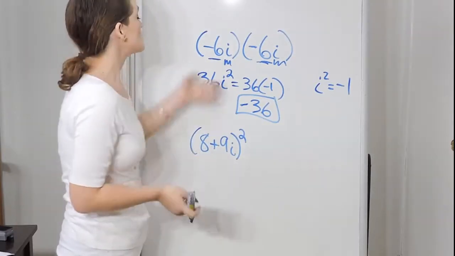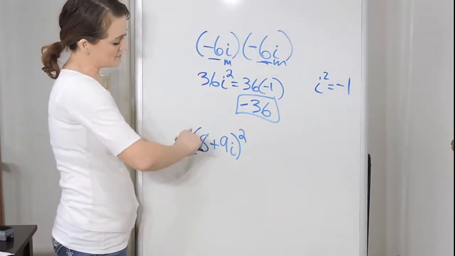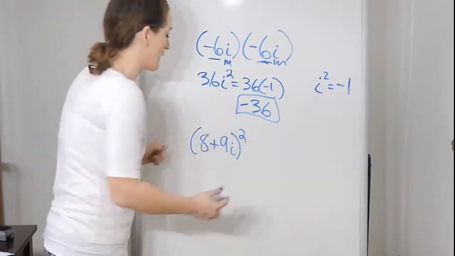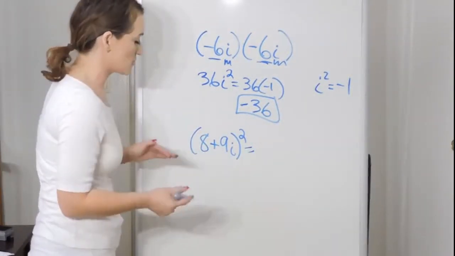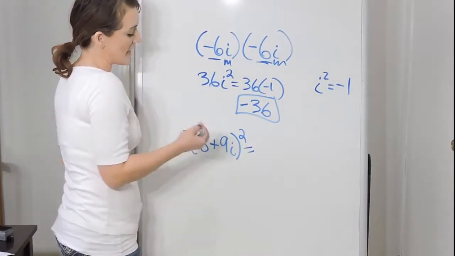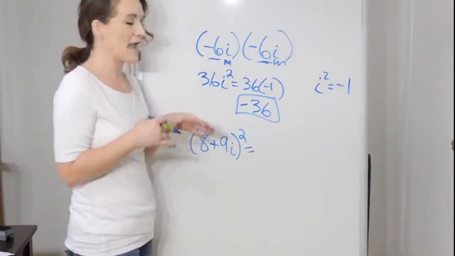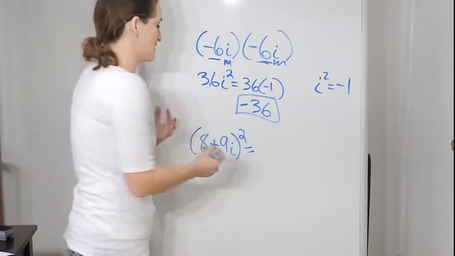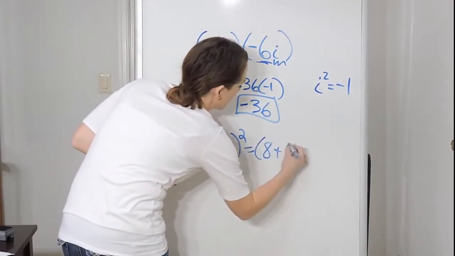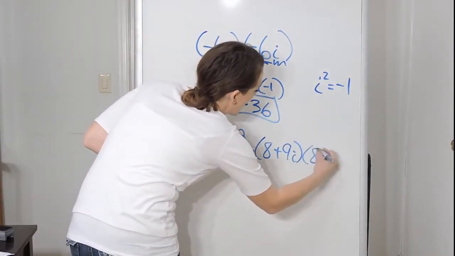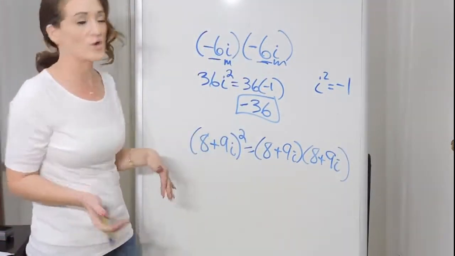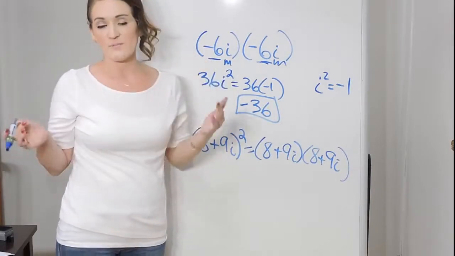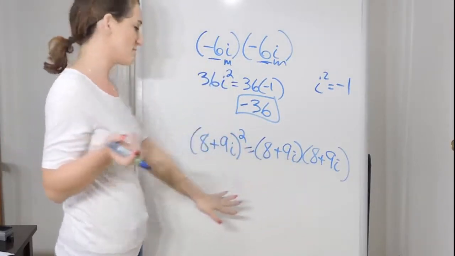So then moving on to the bottom one here, (8 plus 9i) squared. I always like to rewrite this and stretch out the multiplication. So (8 plus 9i) squared means we're taking 8 plus 9i times 8 plus 9i. I like to write that out, that way I see exactly what I'm multiplying. And you can then distribute or FOIL, whatever is your preferred method of multiplying two binomials together.